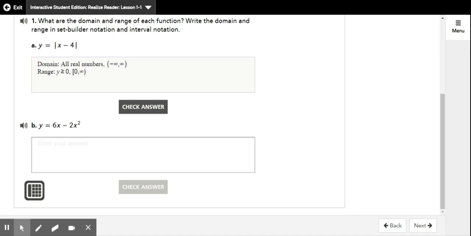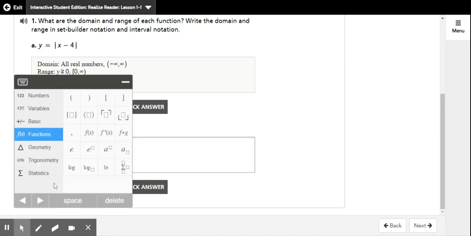I'm looking at domain. It's going forever to the left and forever to the right. So I'm just going to copy it because the domain is exactly the same as what it was before. It's not going to let me copy it, huh? All right, then I'm just going to type it in. Domain is all real numbers. And then separately, the range is going to be the infinity deal again.